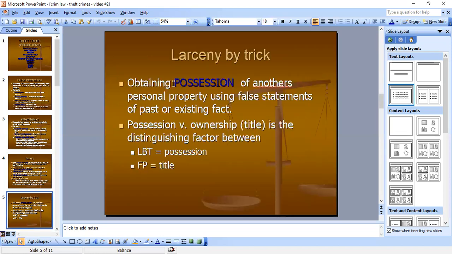Larceny by trick is obtaining possession. Remember, it's possession, it's not title, possession of another's personal property using false statements of past or existing fact. Possession versus ownership is the distinguishing factor between larceny by trick and false pretenses. I did go over false pretenses, which is title. They're taking title. Larceny by trick is using fraud or deceit, and it's taking possession only.